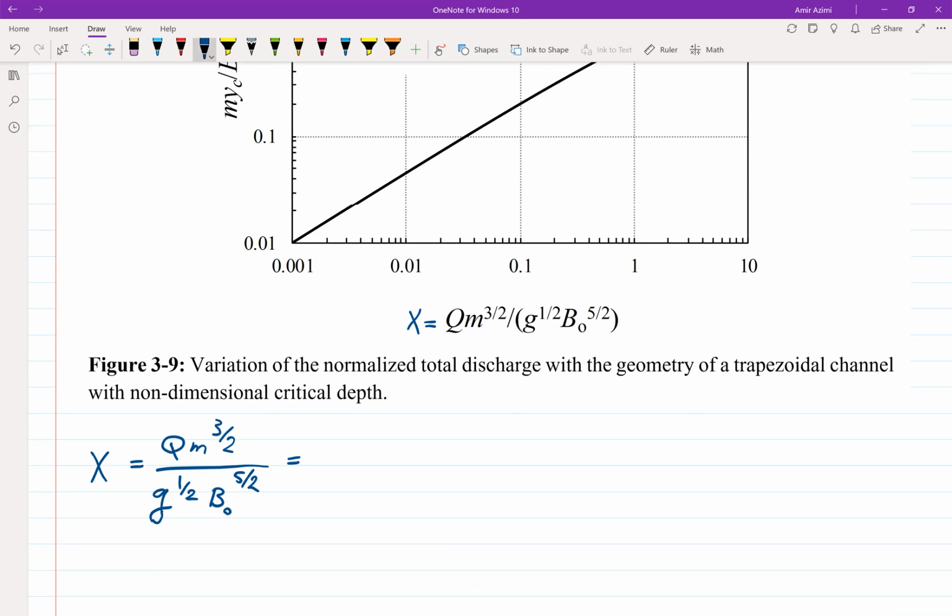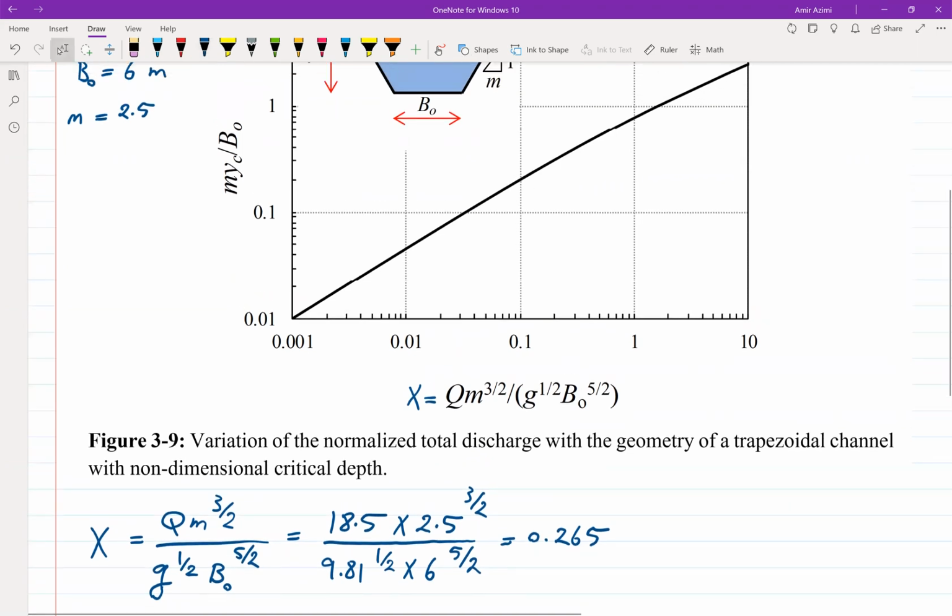So Q is 18.5 times 2.5 to the power of 3/2 divided by 9.81 to the power of 1/2 times 6 to the power of 5/2. So when you do the calculation from here, you will get x equal to 0.265.